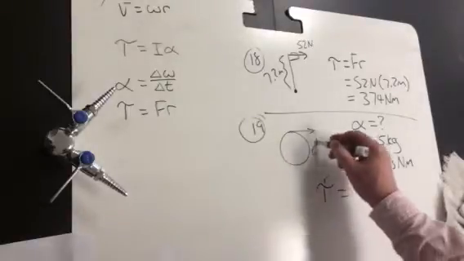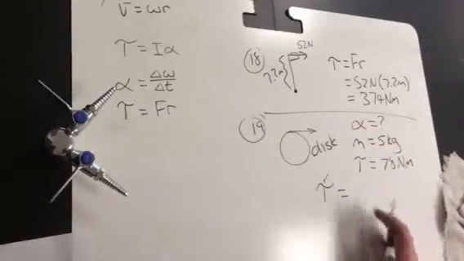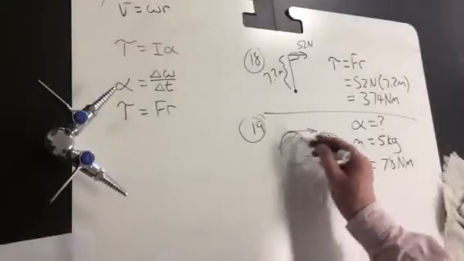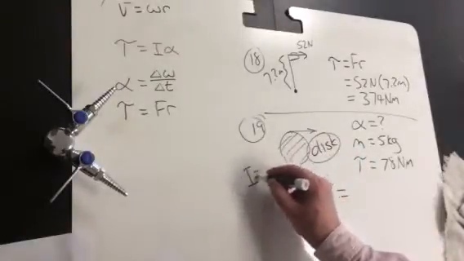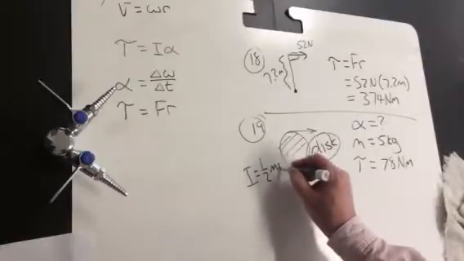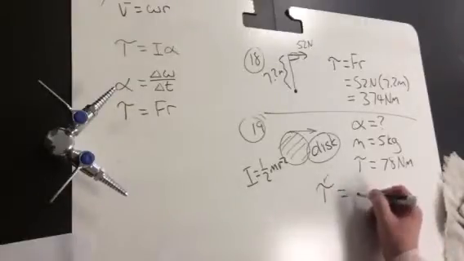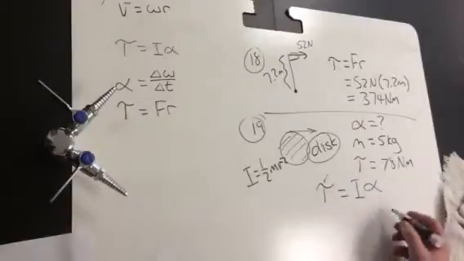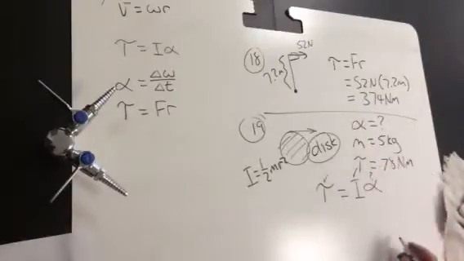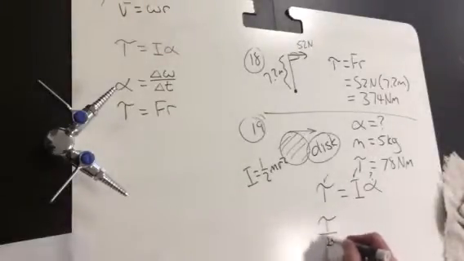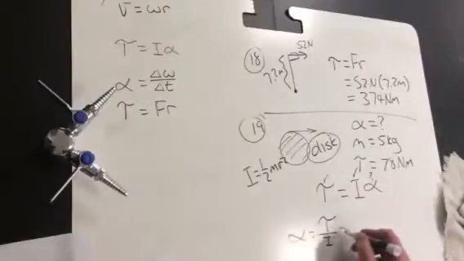Okay, we said that this is a disk. So if I give you an idea of disk or globe or something like that, you should immediately turn to your book and look up the different shapes. And this shape has an I that's equal to 1/2 mv squared. So its moment of inertia is 1/2 mv squared. So I can use this, torque is equal to I alpha, and they're asking for alpha. Let's rearrange this. Let's divide each side by I. Torque over I is equal to alpha.